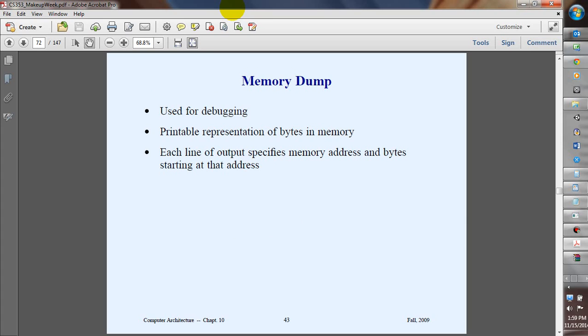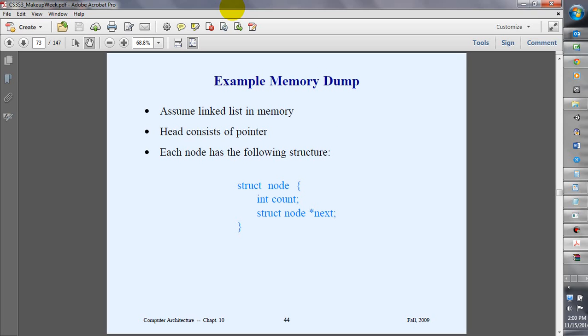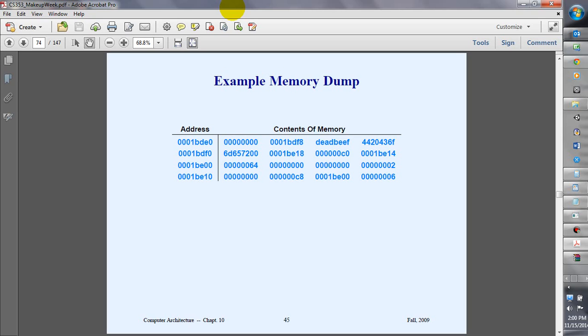Memory dumps are something that's very useful, and you occasionally get those in practice when you'll be working in real life programming. You may not get a full call stack, but you might get a memory dump. And what you can do with memory dumps is you can actually translate those into values and see where the program crashed and what the values were at the time of the crash. Each line of output would basically be specifying a memory address and the bytes that are at that address. So here's an example memory dump.